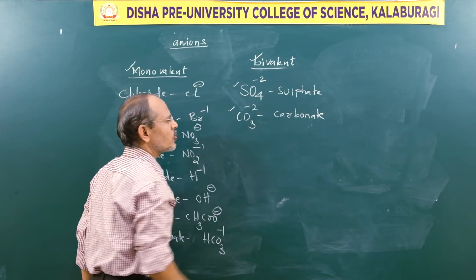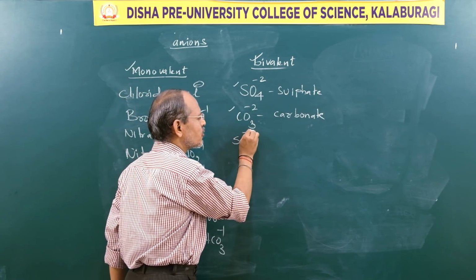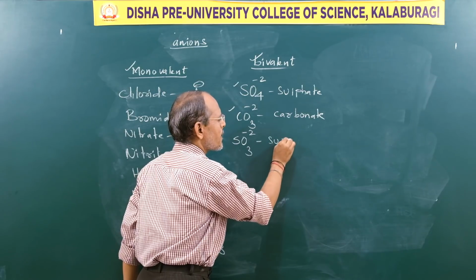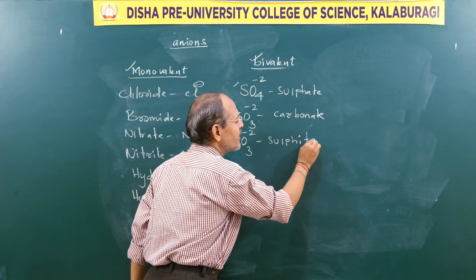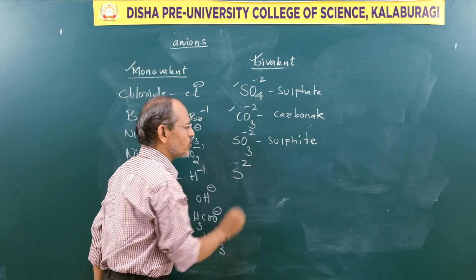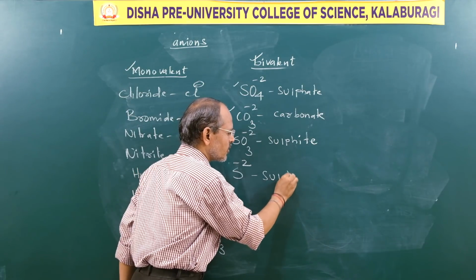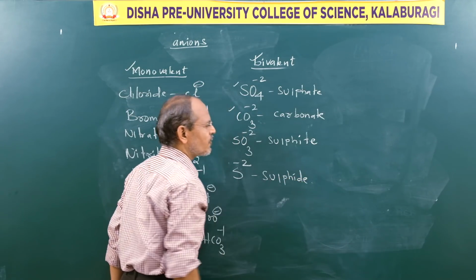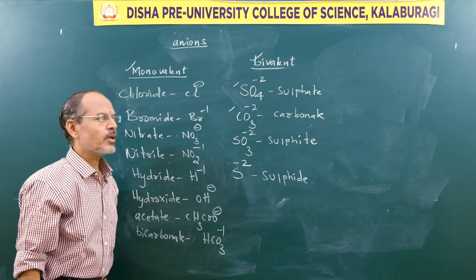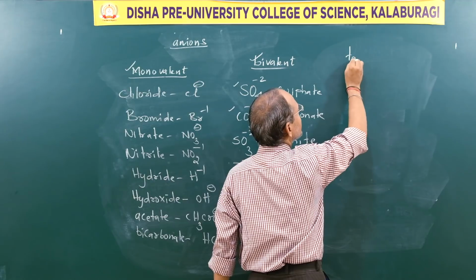Sulfate, carbonate, sulfite, SO3 minus 2. Sulfite it is. Whereas if you put S minus 2, then it is called sulfide. Like that. So this is about the bivalent. Then we'll see trivalent.